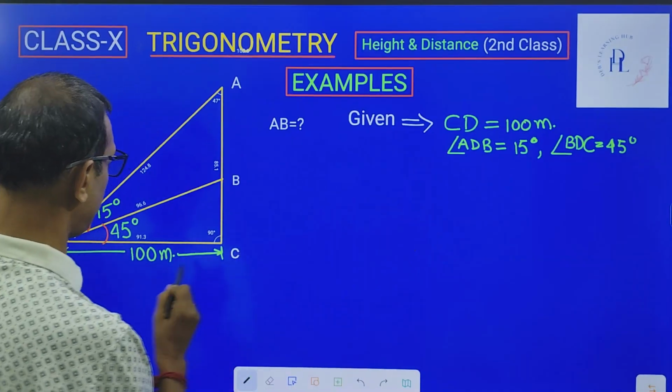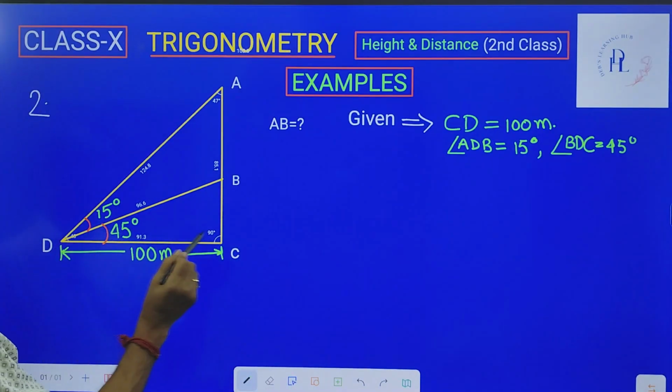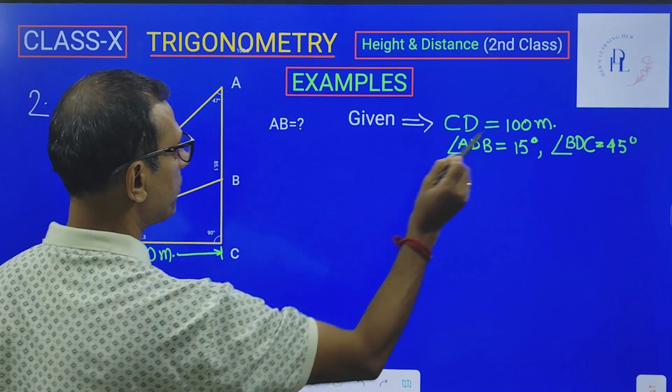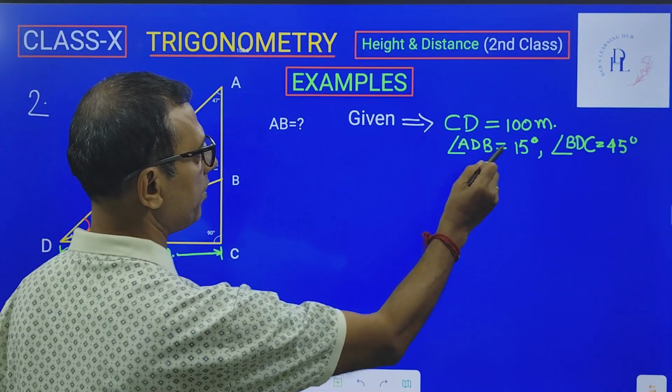Here what is given: the value of BC, the value of CD, that is equal to 100 meter from the picture, angle BDC, that is 45 degree, and angle ADB, that is 15 degree.